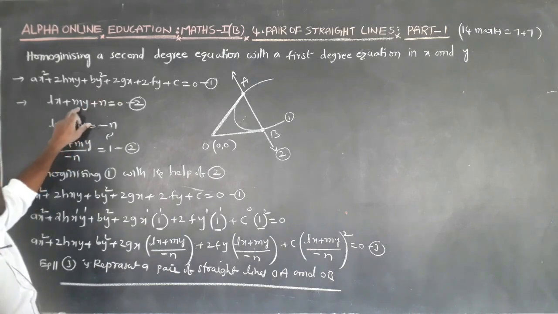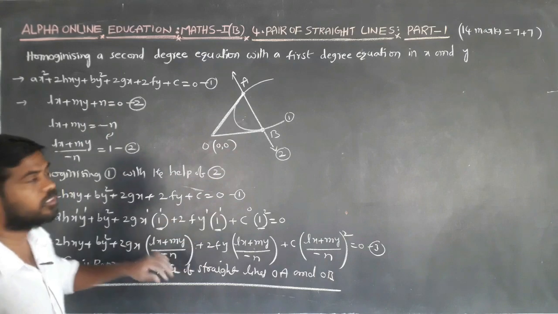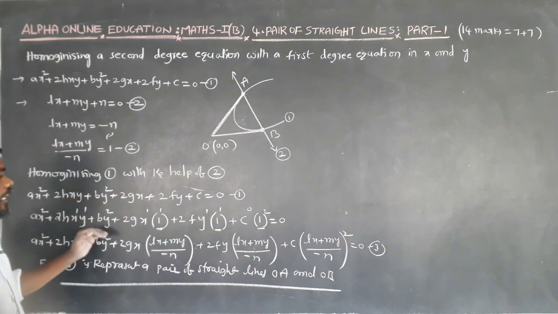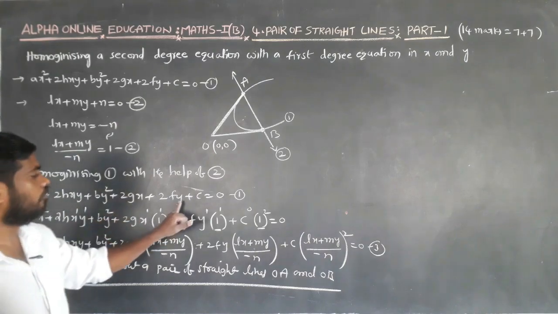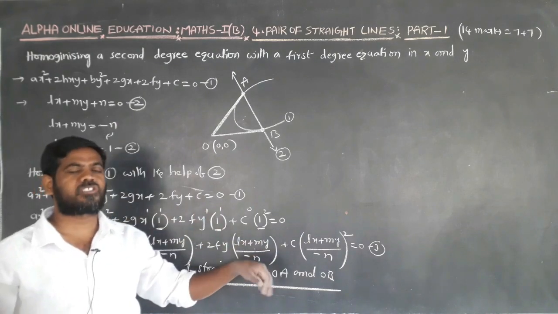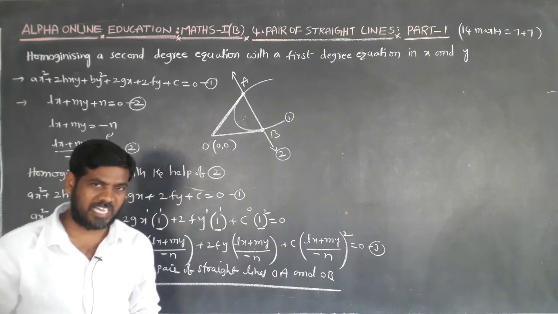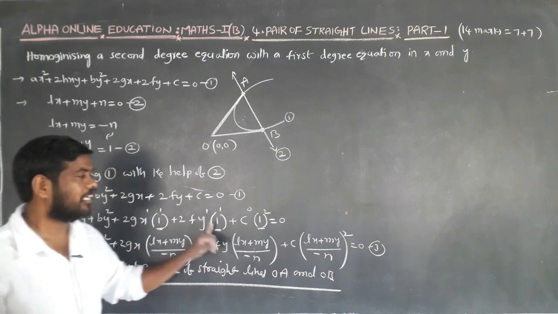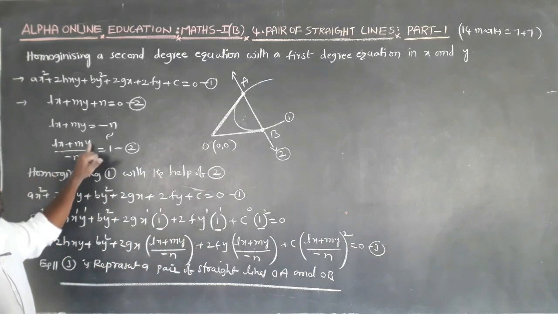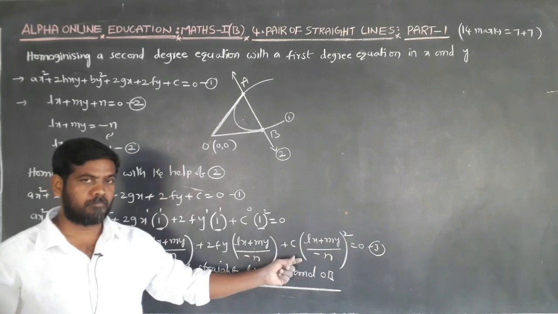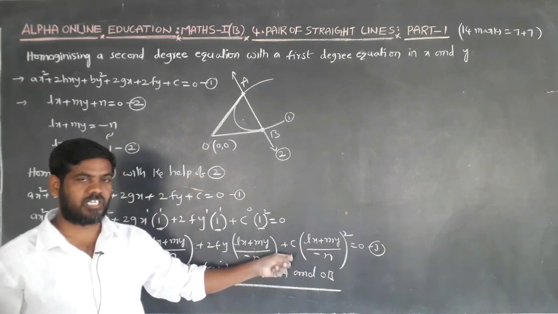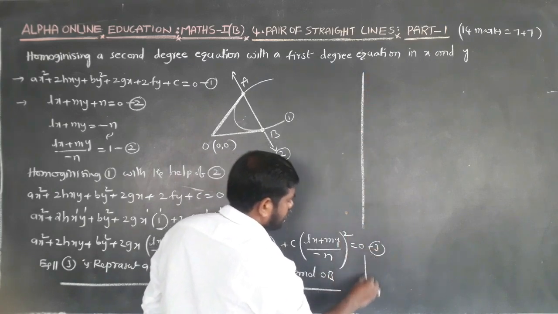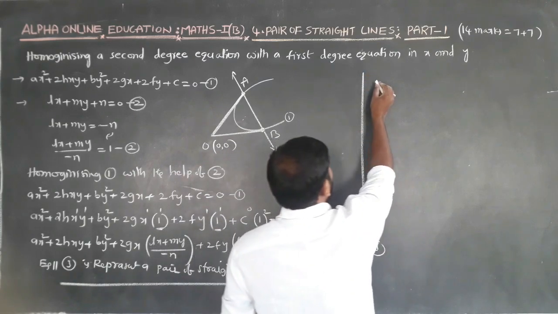The first degree equation is the straight line. Homogenizing 1 with the help of 2: write x into 1, y into 1, constant into 1 square. Substitute 1 in place of the value lx plus my minus by n and simplify. This is the equation representing a pair of straight lines OA and OB.